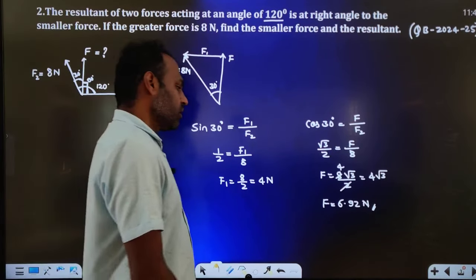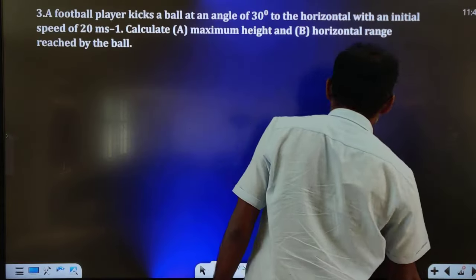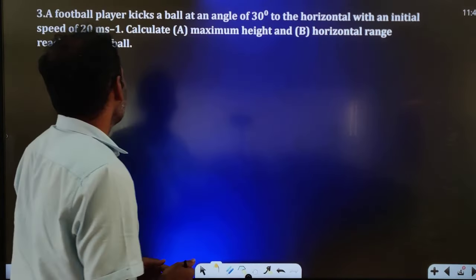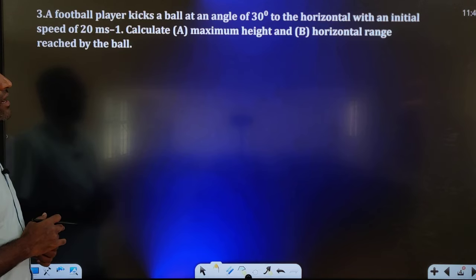Okay, let us go to the next question then. See, the next question is: a football player kicks a ball at an angle of 30 degrees.